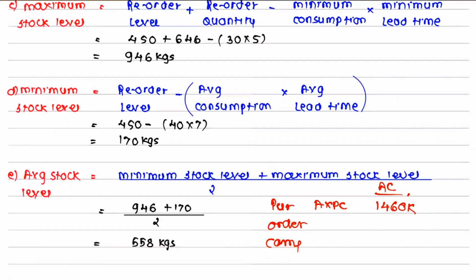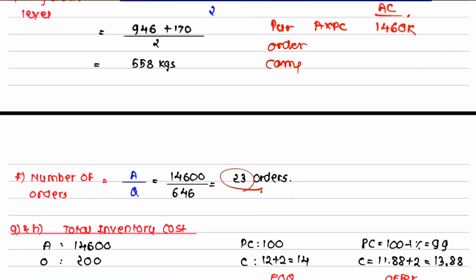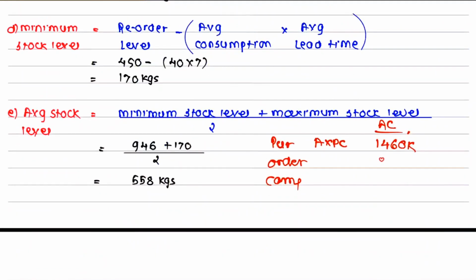You have already calculated one thing, that is the number of orders. 23 in 1 year. And for every order you are going to pay 200. Already you calculated A by Q, so 23 orders are there, and for every order you are going to pay 200. So how much will it be? 4,700, right? One second, 4,600, sorry.